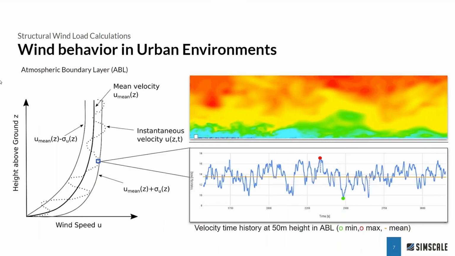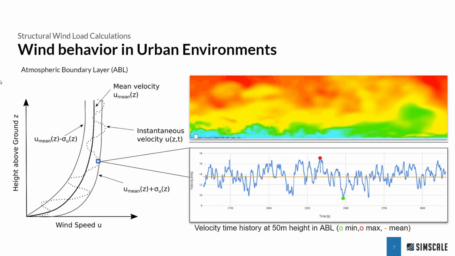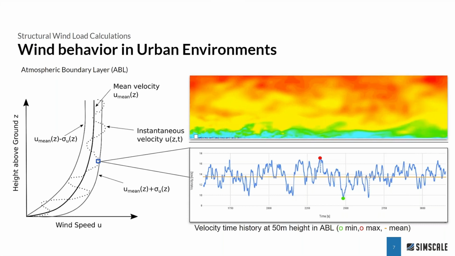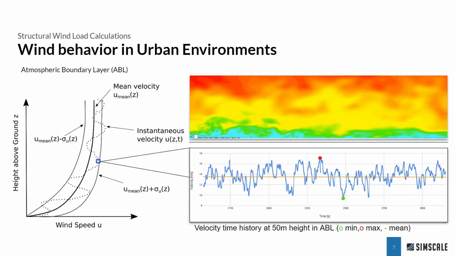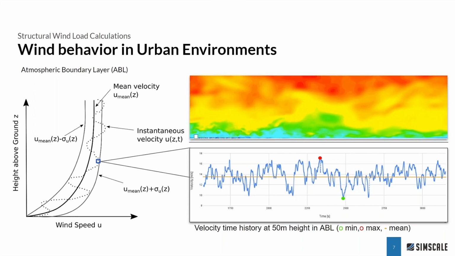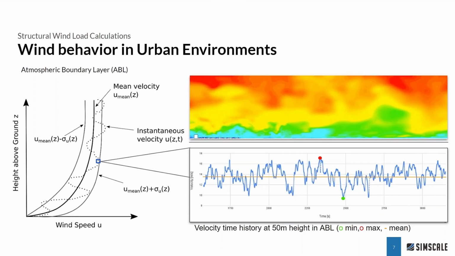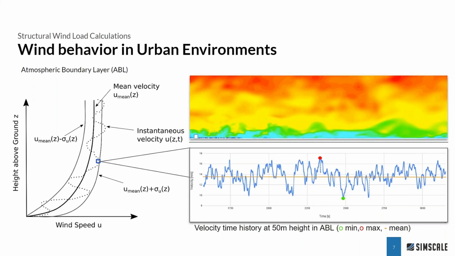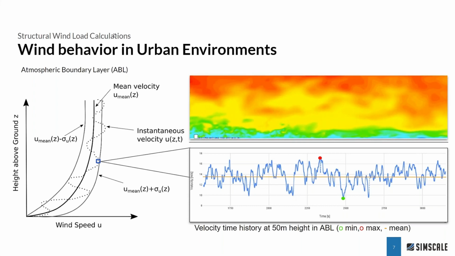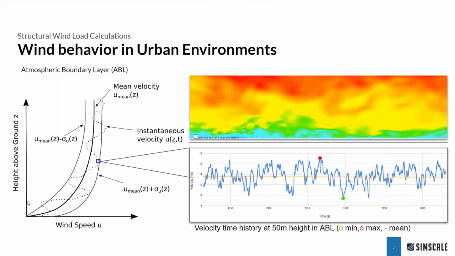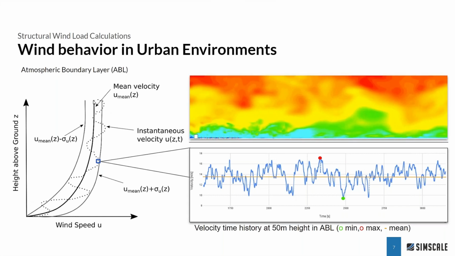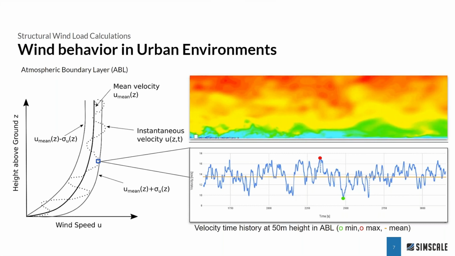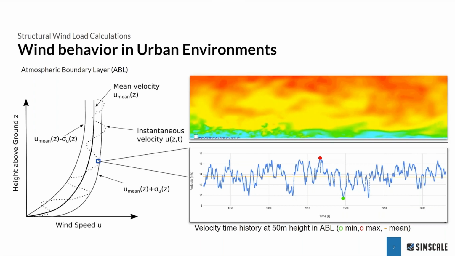Now, taking a little bit a deeper look on what matters when looking at wind loading on buildings in the urban context, we have to talk about the atmospheric boundary layer behavior. So how the wind behaves close to the surface and up to about a kilometer high in the air. So here the mean wind speed is typically following a logarithmic profile, but along this mean, there's a lot of fluctuations in the wind speeds locally and with time.